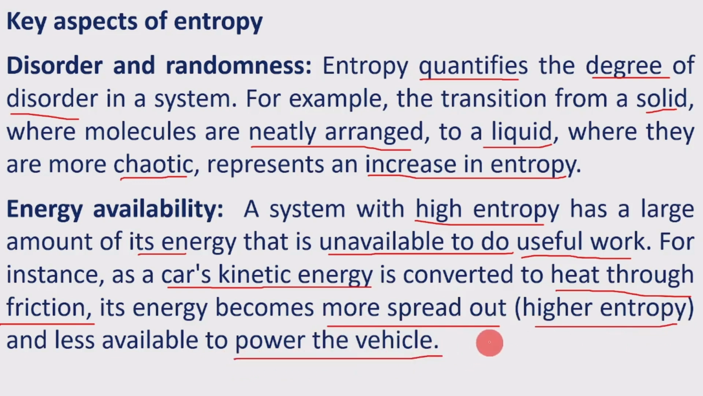If there is friction, then that part of the energy is lost by converting it into heat, and thereby less power is available to drive the vehicle. That is called unavailable energy. It is an example where the useful energy is converted into some other form that cannot be used as a useful form of energy. That is called energy unavailability, and systems having higher entropy have higher energy unavailability.